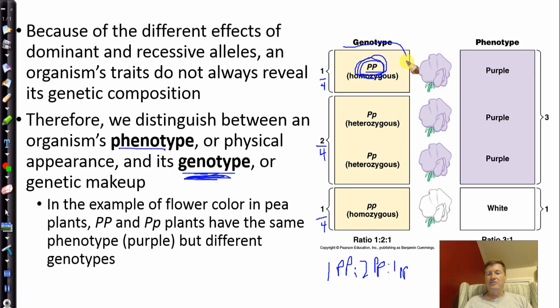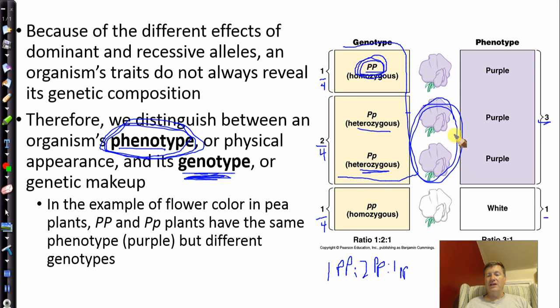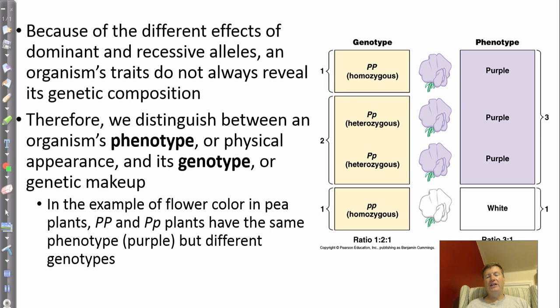But because this one and these 2 all look purple, when I talk about the phenotypic ratio, or the appearance of it, actually I have 3 purples to 1 white for my phenotypic ratio. So genotypes refer to alleles. Phenotypes refer to appearance. It just so happens that in the case of the heterozygotes for this cross, the purples, because they have one big P and one little p, look just as purple as this one here. Okay, this is a really important video, folks.